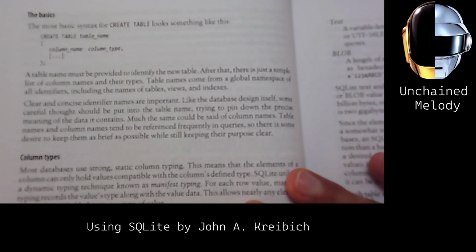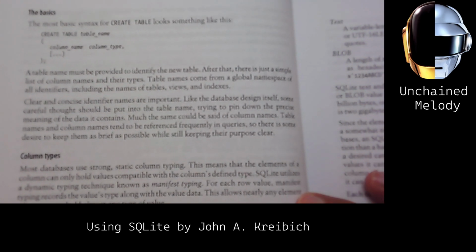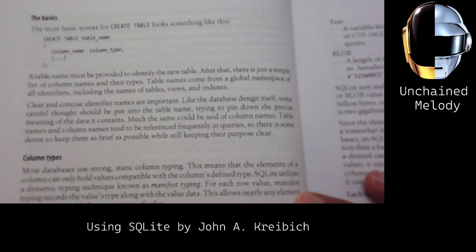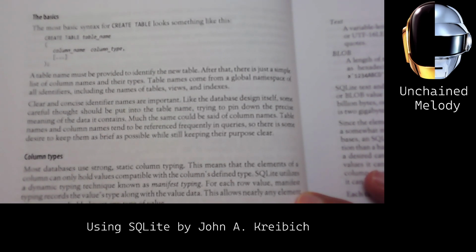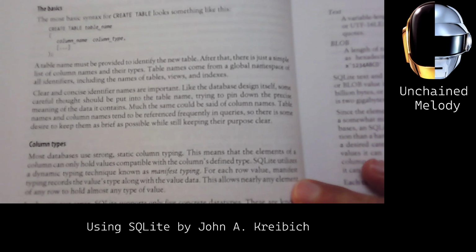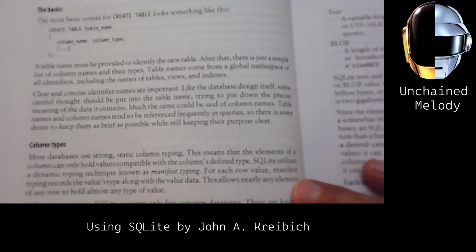The basics. The most basic syntax for create table looks something like this. Create table, table name, and column type. A table name must be provided to identify the new table. After that, there is just a simple list of column names and their types. Table names come from a global namespace of all identifiers, including the names of tables, views, and indexes.